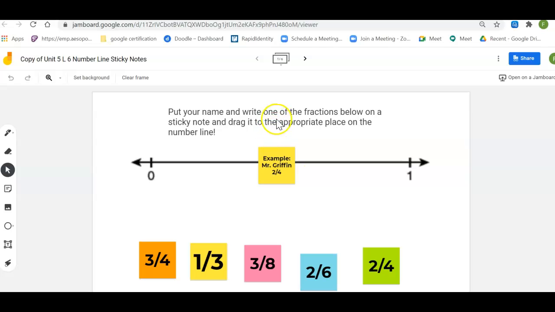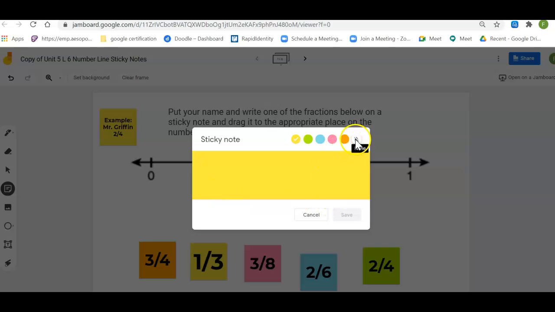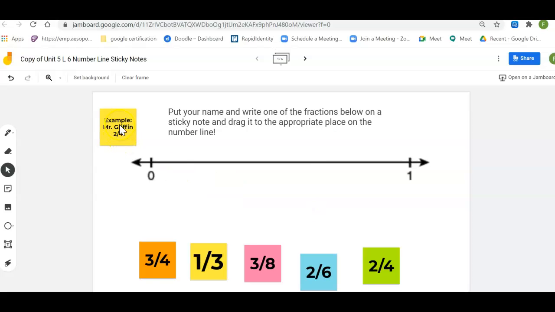So this is our number line. This is the Jamboard that we're going to be using. So what you're going to do is take a sticky note, and you're going to go over here to sticky notes, and you can pick your color, and then you're going to type in your name, and also you're going to pick one of these fractions. So type in your name, choose one of these fractions like I did here. So this is an example.